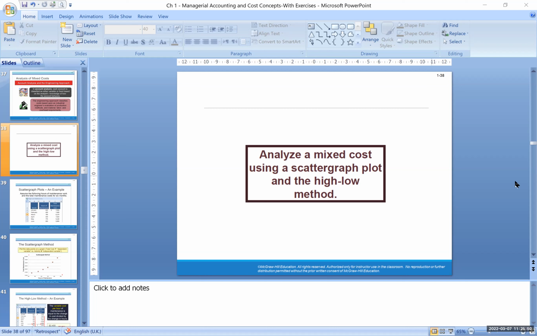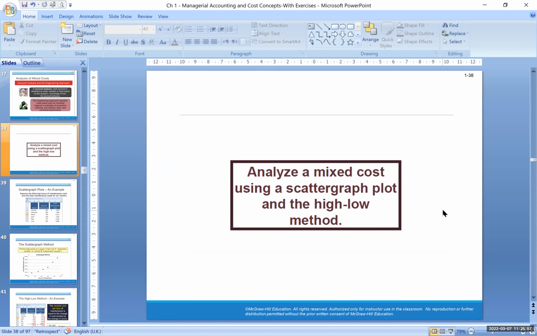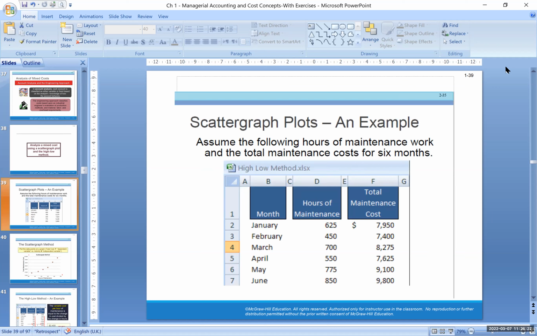If you remember, we have two kinds of costs in the mixed cost: the variable cost and the fixed cost. Actually, the mixed cost starts with the fixed cost, and then it will become variable. So now we have to discuss the mixed costs. The first method is the scatter graph plots.